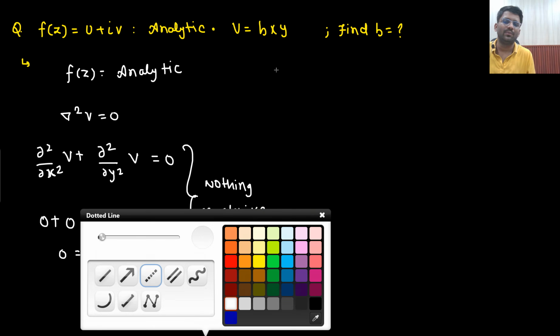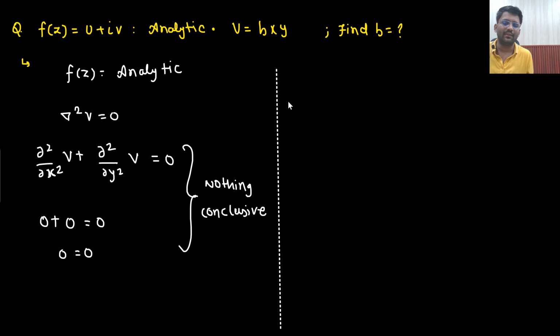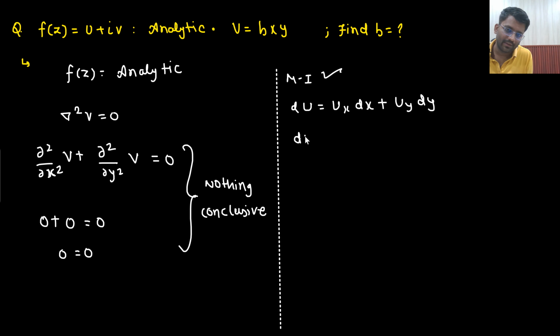So for that, what you need to do? You need to follow method 1. Method 1 or method 2, whatever it is, this should be followed here. That means you need to find out the value of u, which will be ux dx plus uy dy. So what will be ux? Ux will be equals to vy dx. And what will be uy? That would be vx dx.